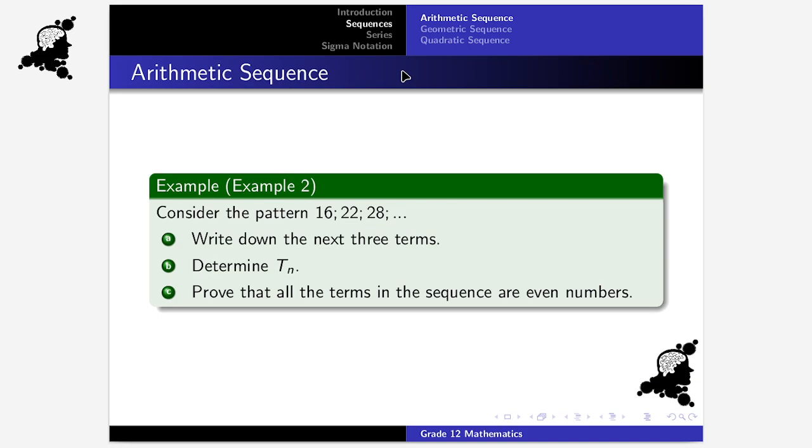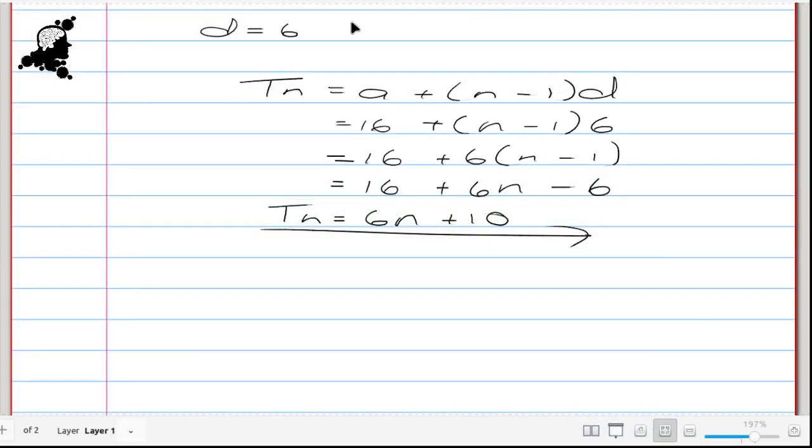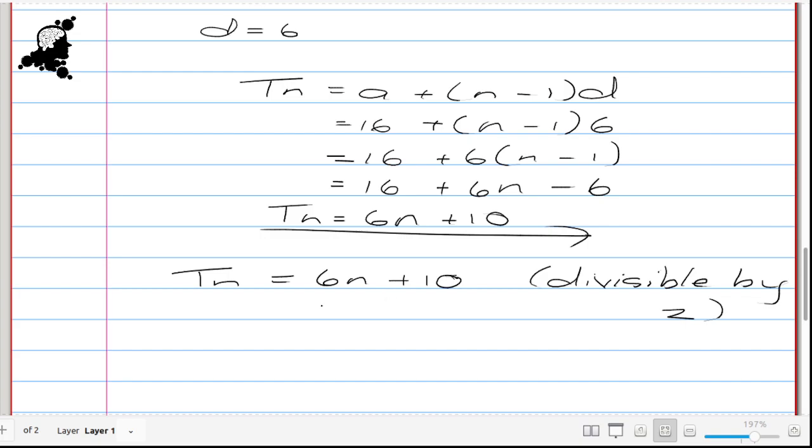Prove that all the terms in the sequence are even numbers. I like this question because it's not a very straightforward question where you just have to substitute and get a once-off answer. So let's look at our general term. Tn is equal to 6n plus 10. What do we know about even numbers? All even numbers are divisible by 2. So in other words, I need to check, can I factorize this expression? Can I take out a common factor? Let's see. My common factor is indeed 2. Then I remain with 3n plus 5.